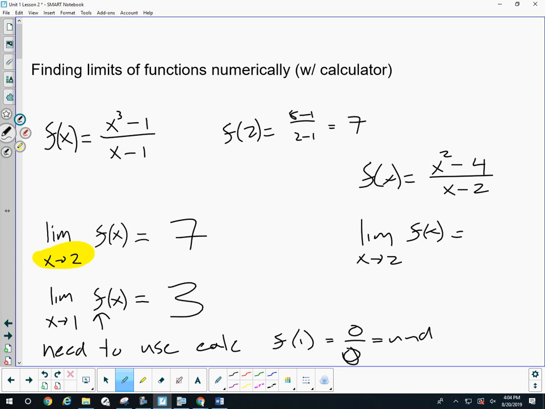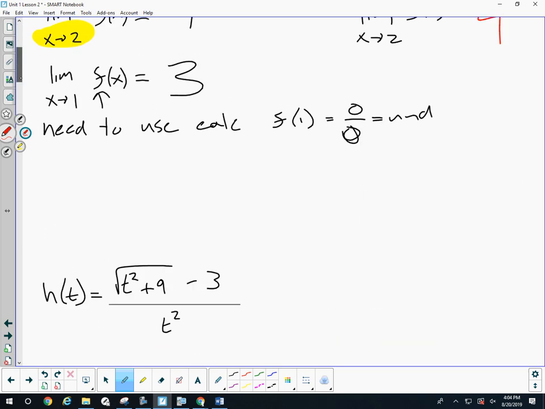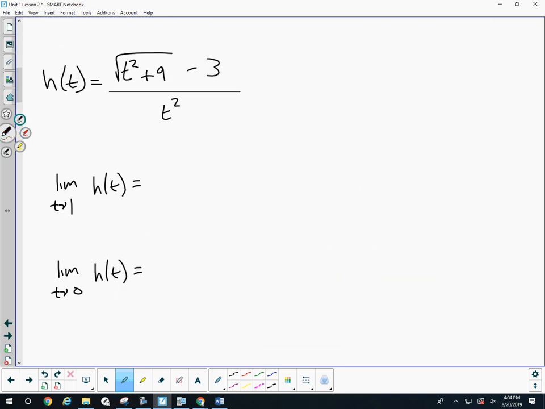You end up having a hole for this graph. You need to find the location of the hole. You should be graphing. You should be plugging in 1.99999 and 2.00001, and you should be getting values very close to 4. Got it? Good. You do the same thing for this guy. I can plug in 1. I get root 10 minus 3. I can't plug in 0, but I could graph, use x equals 0.00001. You'd end up with an answer of 1/6.